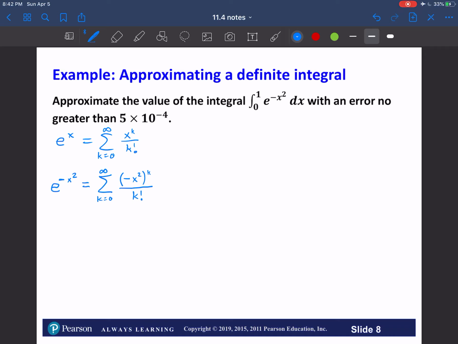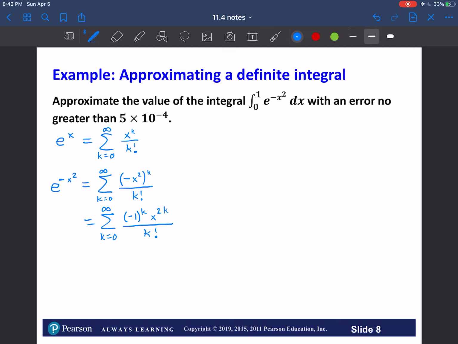All right, and we can simplify that. We can write this as the sum from k equals 0 to infinity of negative 1 to the k times x to the 2k all over k factorial. The basic idea is just that negative x squared to the k can be rewritten as negative 1 times x squared, all raised to the k, and then you can take each piece separately. So negative 1 to the k times x to the 2k.